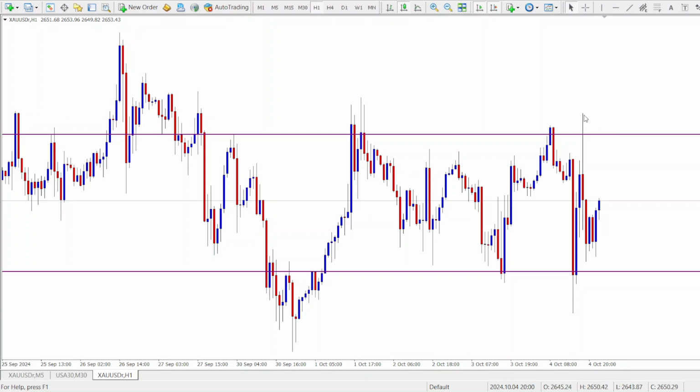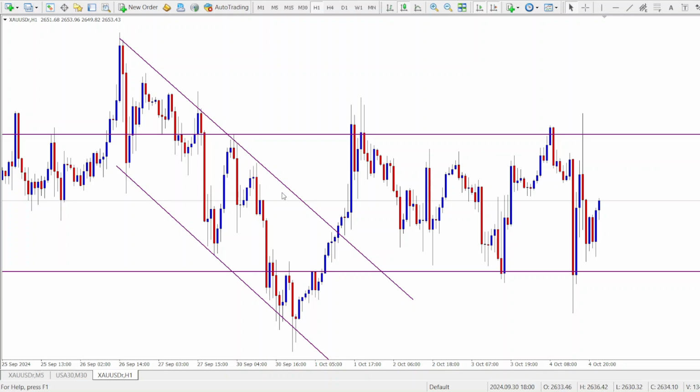Also, we make use of trend lines for this strategy. Trend lines indicate dynamic support and resistance levels. You can see we make use of trend lines, we make use of the horizontal resistance and support levels, and we also make use of key candlestick patterns to determine entry and exit points.